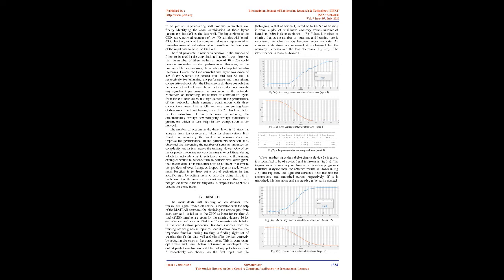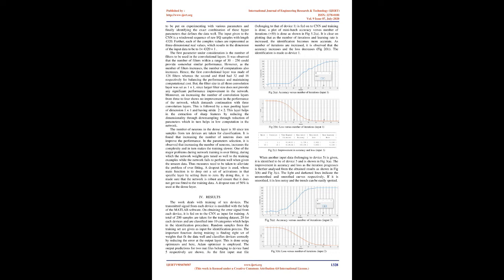This is followed by a max pooling layer of dimension 1 times 1 and having stride 2 times 2. This layer helps in the extraction of sharp features by reducing the dimensionality through downsampling, through reduction of parameters, which in turn helps in low computation in the network.